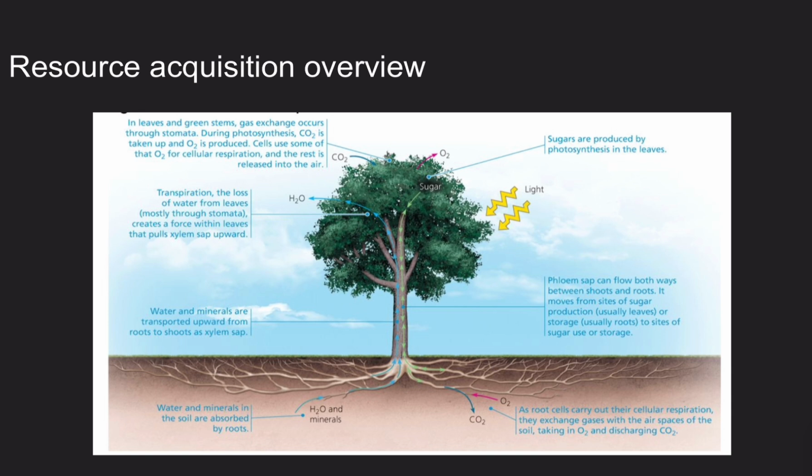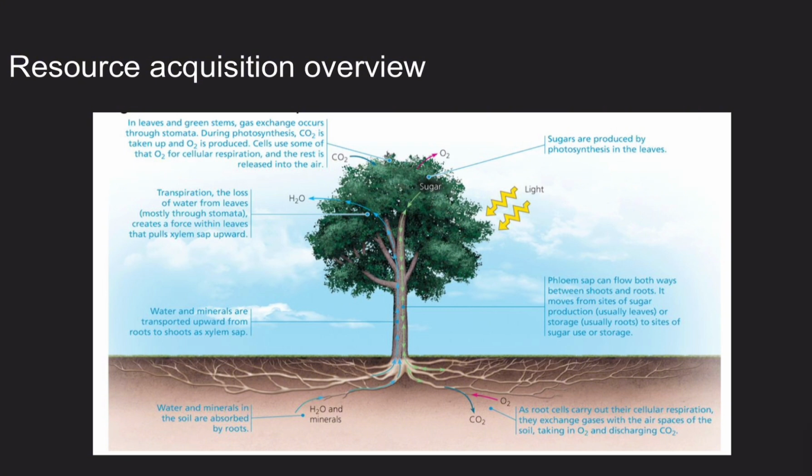And then in the leaves and green stems, gas exchange occurs through stomata. During photosynthesis, CO2 is taken up, and then O2 is produced. The cells use some of this O2 for cellular respiration to produce ATP, and the rest is released into the air.